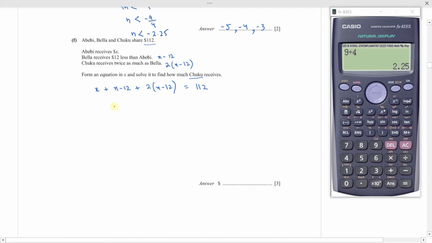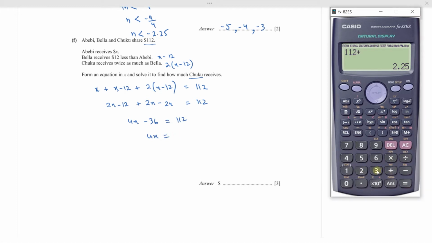So now let's solve this equation to get the value of X. So I'll open this bracket up. In fact, X plus X will be 2X minus 12 plus, I'll open this bracket, 2X minus 24 equals 112. 2X plus 2X is 4X. 24 plus 12 will be minus 36 equals 112. 4x will be 112 plus 36, 148, and x will be 148 divided by 4. So this is your value of x, which is 37.